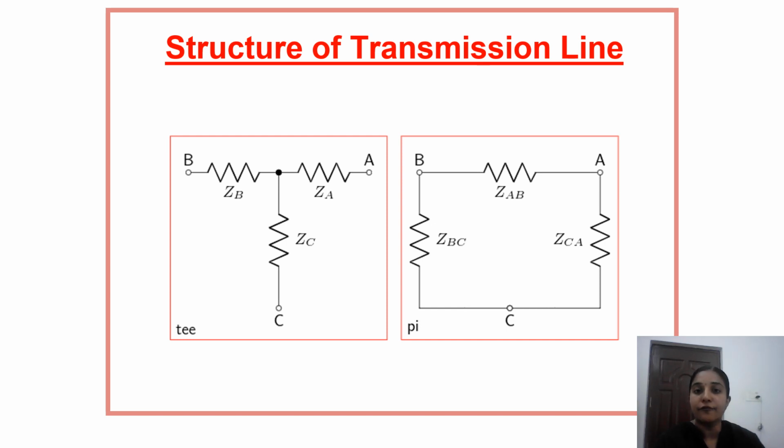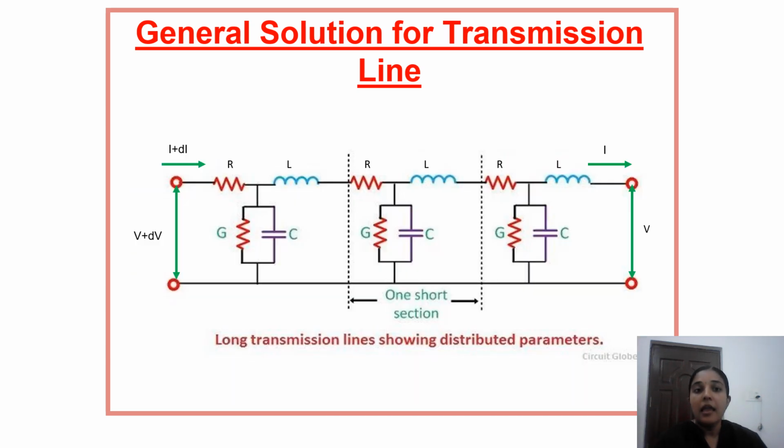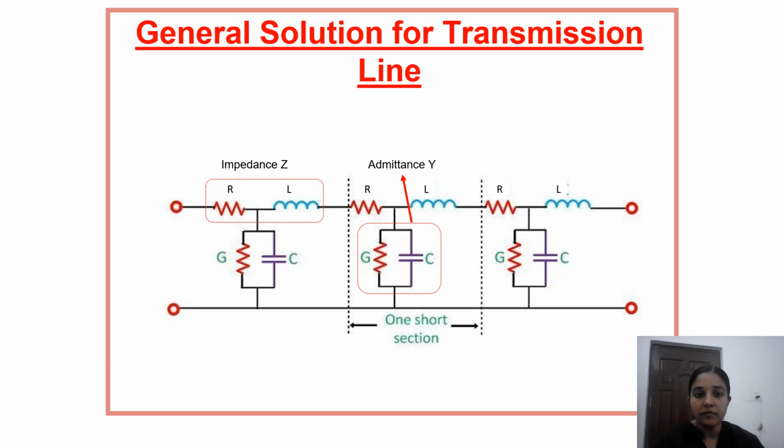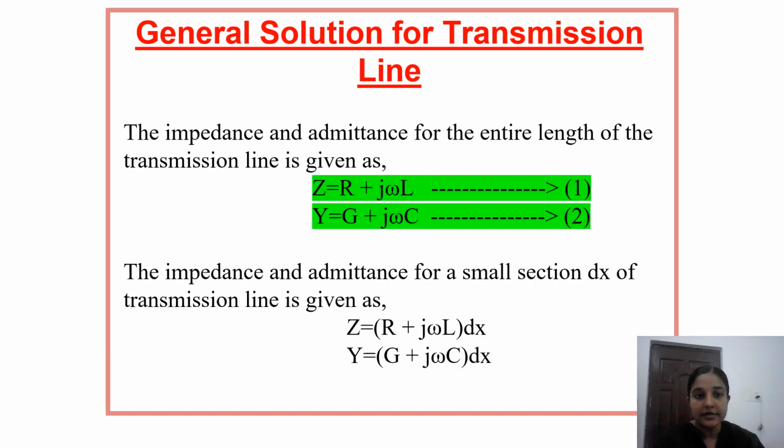There are two basic types of transmission line structure, which is the T structure and pi structure. This is a simplified structure of our transmission line. As we have seen in the previous slides, the transmission line has four basic parameters, which is R, L, G, and C. So these are the four parameters that we have to find out. Along with this, we have to find out the voltage and current in the sending end as well as in the receiving end. So we'll be considering one short section for which we'll be calculating all the transmission line parameters.